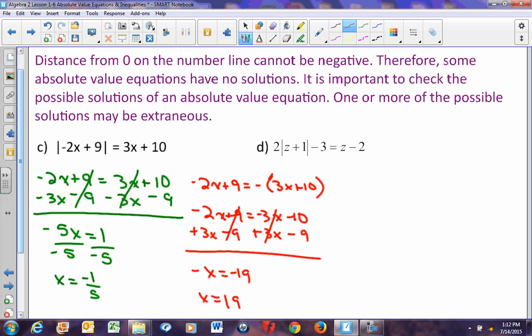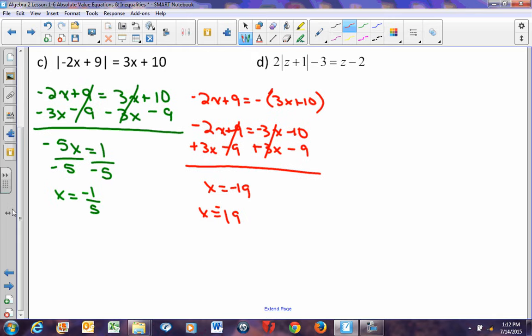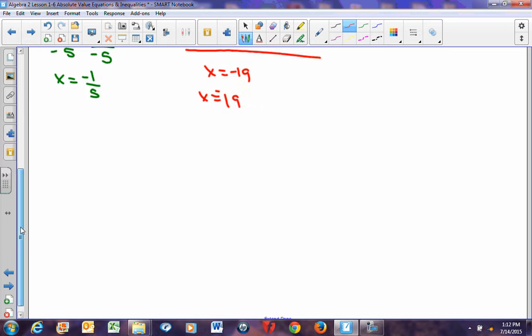Okay. I have set plenty of positive x. Excuse me, I made a mistake. There was going to be positive x equals negative 19. So x can equal negative 19. Now I need to check both of these. And I'll give myself lots and lots of space to move up and down.